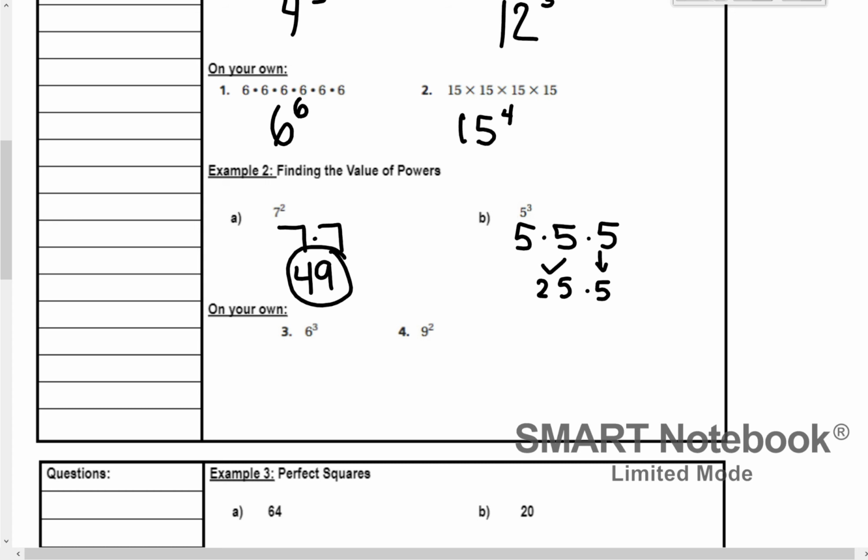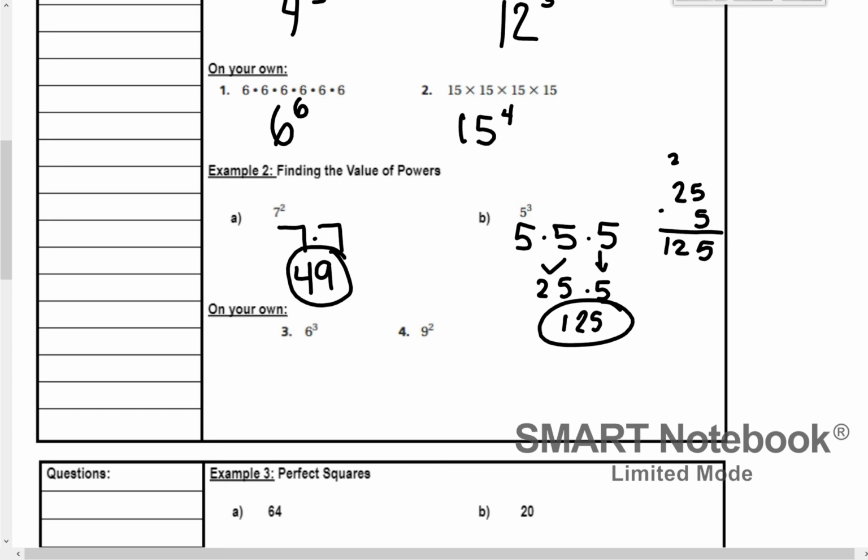Now, if that's not mental math for us, that's okay. Pull it to the side. Take 25 times 5. 5 times 5 is 25. 5 times 2 is 10, plus 2 is 12. So we get a final answer of 125. Circle that answer. All right, I would like you to pause this video and try the next 2 on your own. Make sure you are showing all of your work.